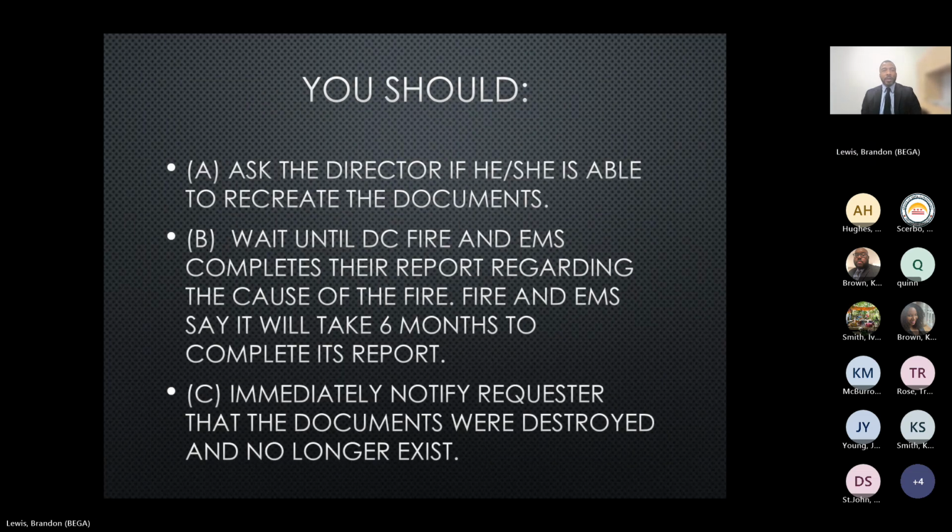Okay. In this scenario, should you A, ask the director if he/she is able to recreate the documents, B, wait until DC Fire and EMS completes their report regarding the cause of the fire. Fire and EMS say that it will take 6 months to complete such a report. Or C, immediately notify the requester that the documents were destroyed and no longer exist.